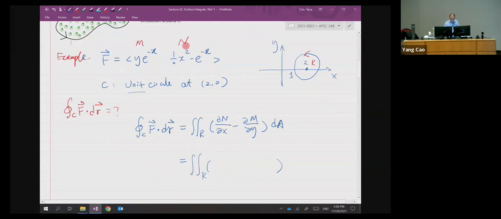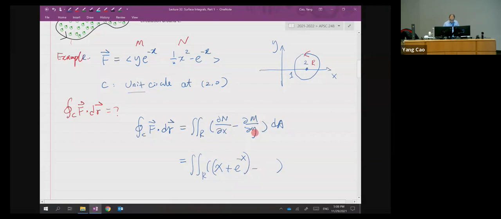Here's your function N, and here's the function M. If I calculate partial N over partial x, then you treat everything else as a constant. So the partial derivative for this function, you get 2x, not 2x, you get x, because the 2 cancels the 1/2. And then this is e to the power negative x, so the derivative becomes positive. So x plus e to the power of negative x. This is your partial derivative, partial N over partial x.